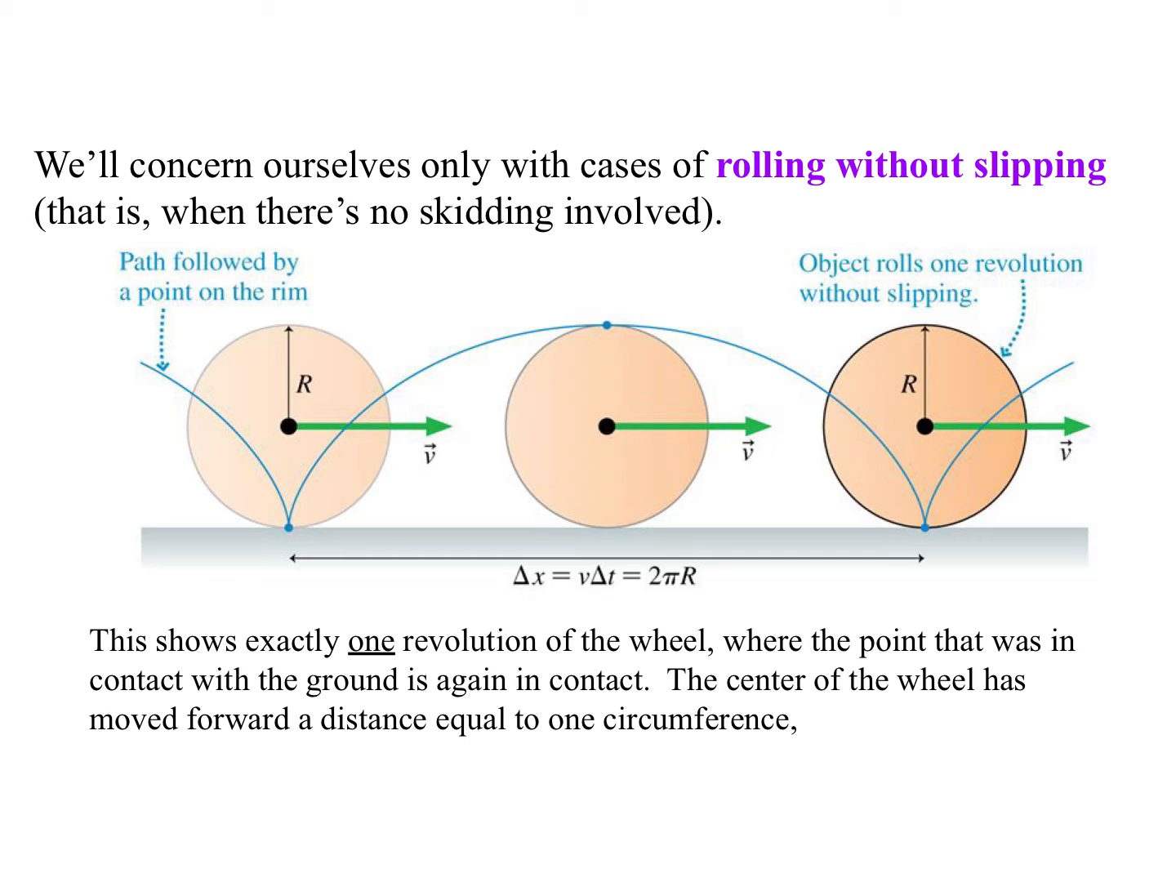We'll concern ourselves only with cases of rolling without slipping. That is, when there's no skidding involved. If you think about a car skidding across the road, the wheels are spinning, but they're also sliding against the ground. We don't want that. We want this to be nice, smooth rolling.